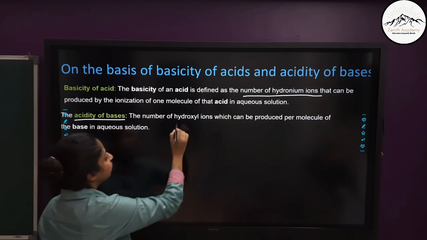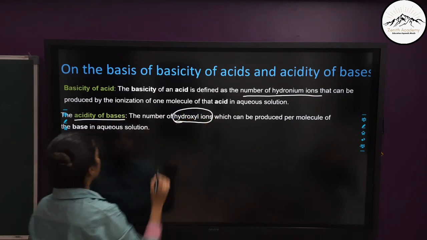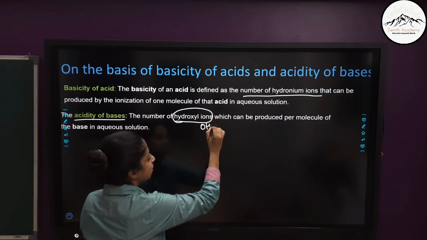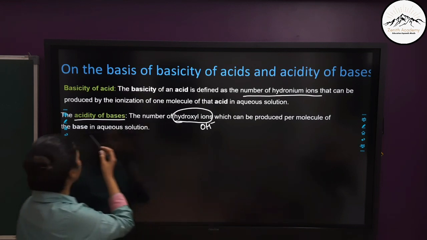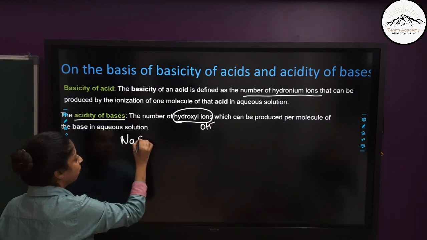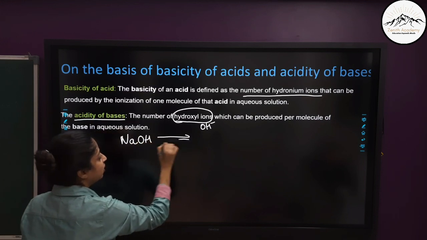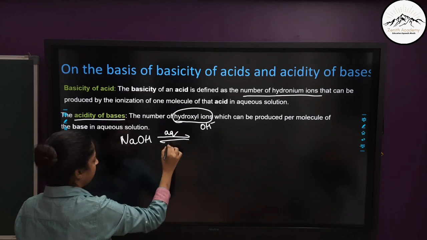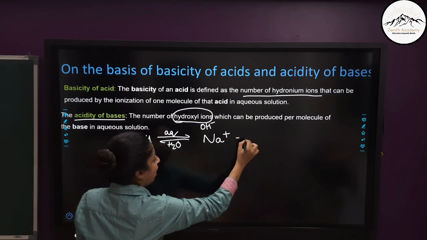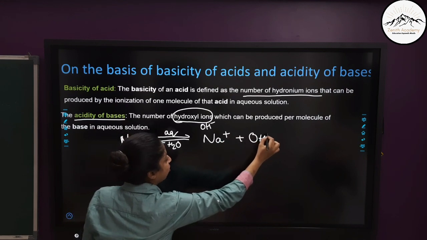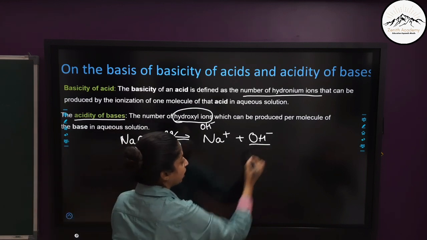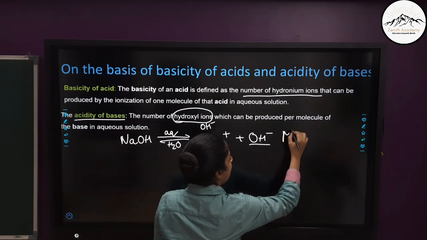Here now there will be a number of hydroxyl ions. So what is the acidity of bases? It is the number of hydroxyl ions, that is OH minus ions, which can be produced per molecule of the base in the aqueous medium. Here we will take an example of sodium hydroxide. Sodium hydroxide in the aqueous medium, that is in presence of water, forms sodium ions and hydroxide ions. So one NaOH formed how many hydroxyl ions? 1.